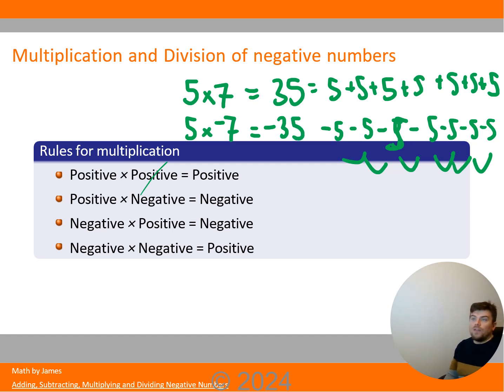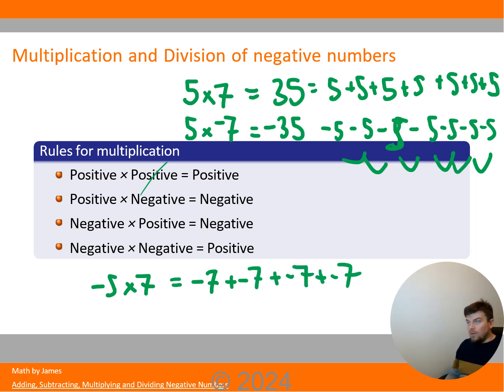Again, if we have a negative, then a positive, it's a negative, so -5 times 7, which is like -5 times 7. So we have to do -7 plus -7 plus -7 plus -7 plus -7, which essentially gives us 35, minus 35 here, which is a negative.